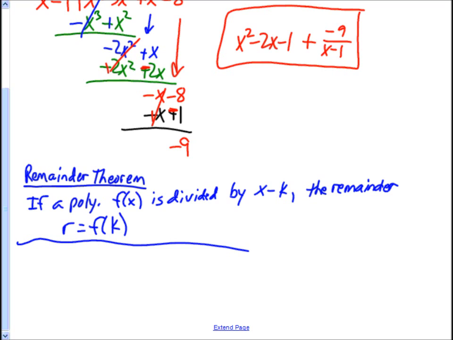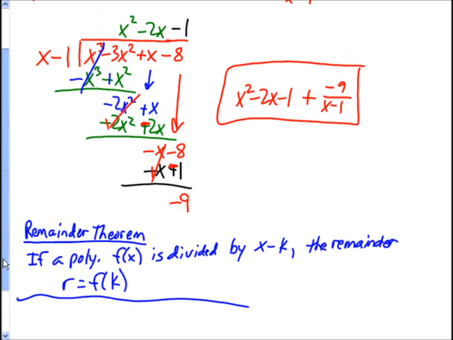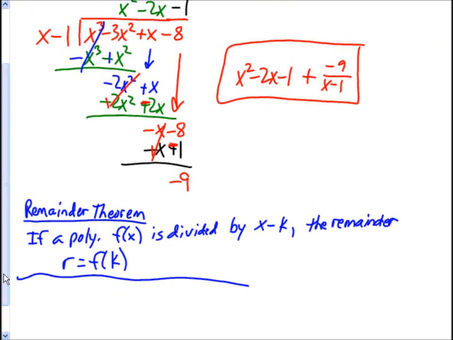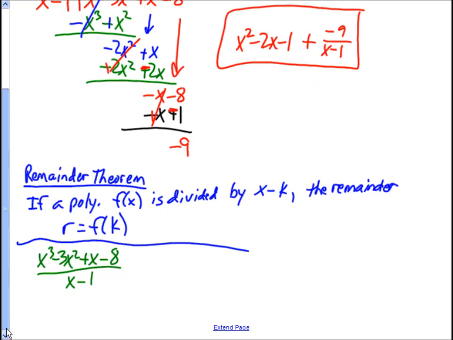In fact, let's look at this one just up here. You know how we took this x cubed minus 3x squared plus x minus 8, right? And we divided it by x minus 1. Okay, so this remainder theorem is saying, hey, if I divide by something of this form, x minus k, see how our k is 1 in this case? Our k is 1, okay?